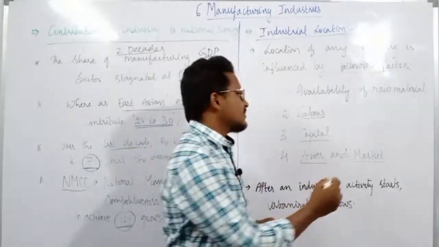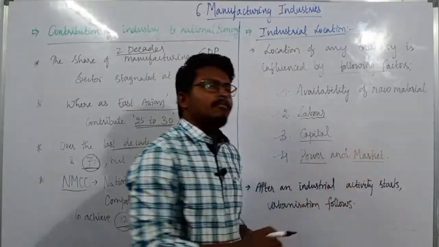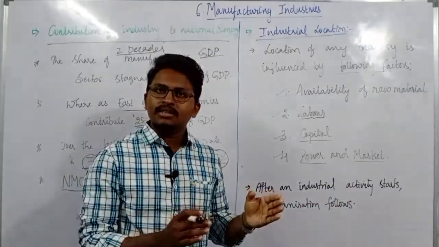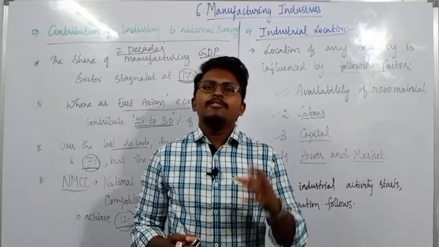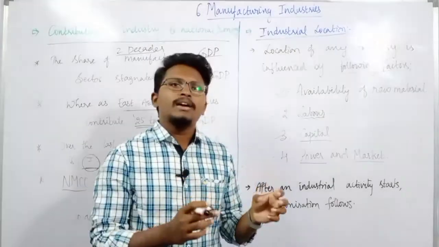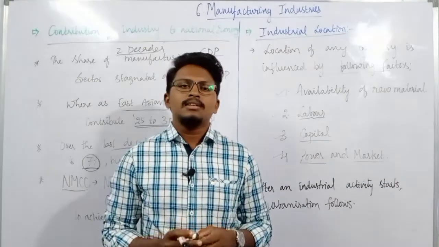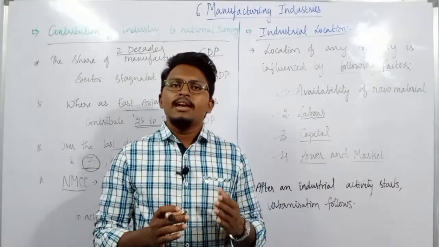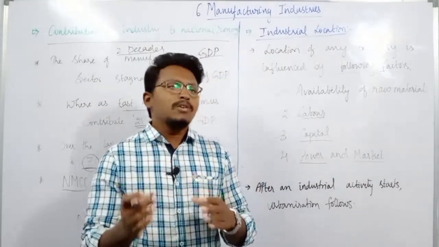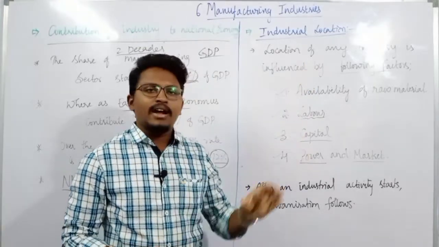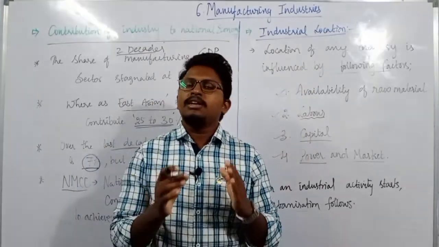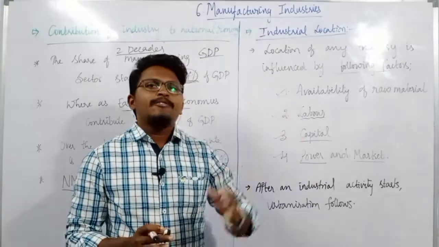At the same time, the last and very important thing is the market. After setting up the industry, after the production has started, we should have buyers who can buy the goods produced in the industry. That means we need a market in order to sell our goods. So these are the important factors which are responsible for setting up a factory.